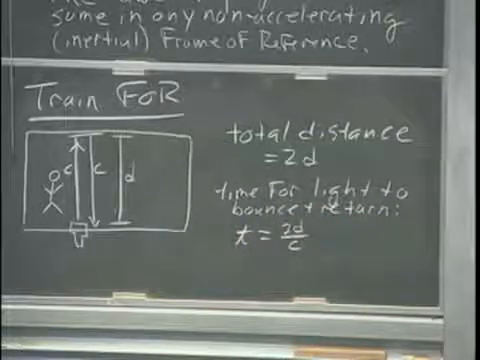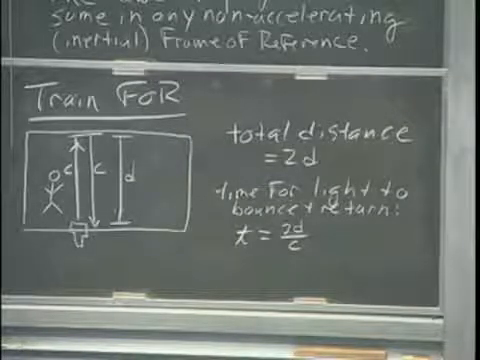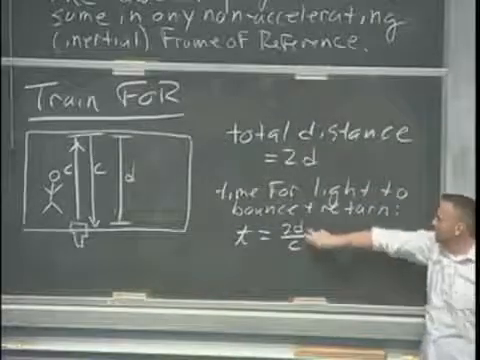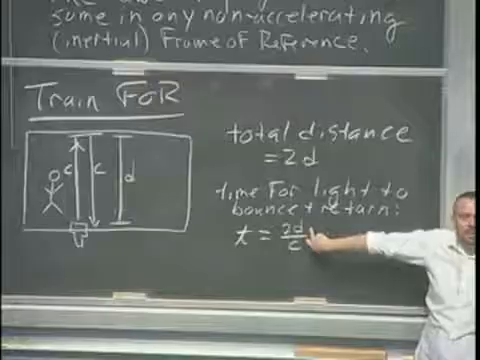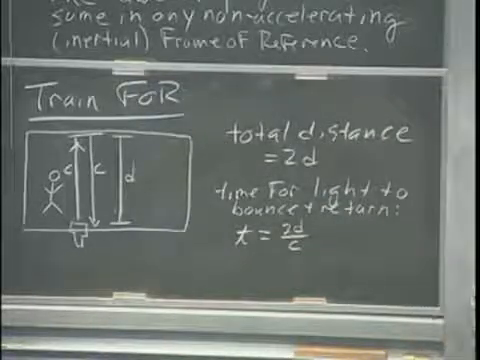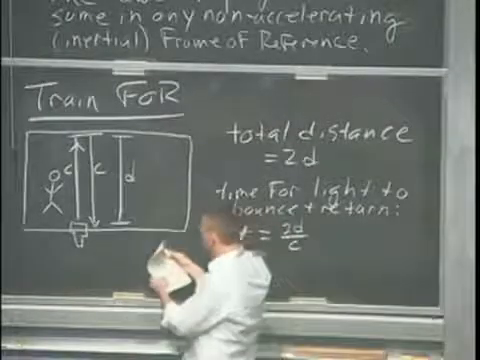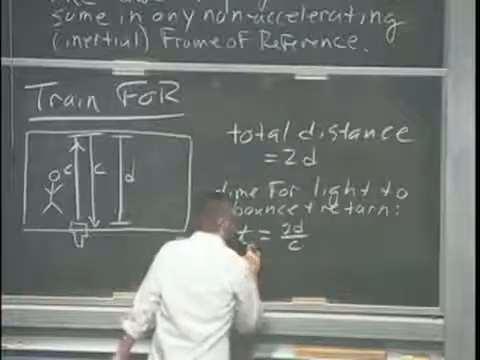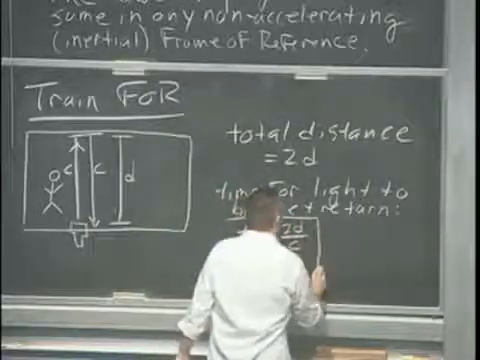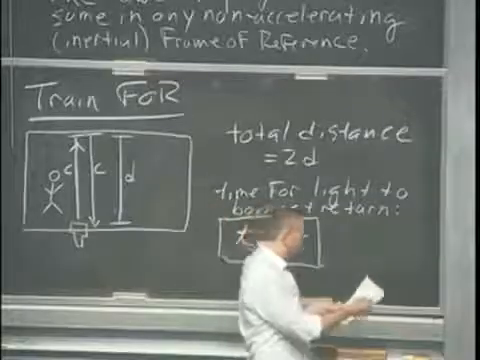Okay? So remember, speed is distance over time, so you can turn that around and say the amount of time it takes for that light to travel is the total distance, which is twice the height, so it's going up and returning, bouncing back, divided by the speed that it's traveling at. Okay? Let's give this a special little symbol here. Let's call this T naught. And let's remember that T naught is the time of that light to travel back and forth in the train frame of reference.